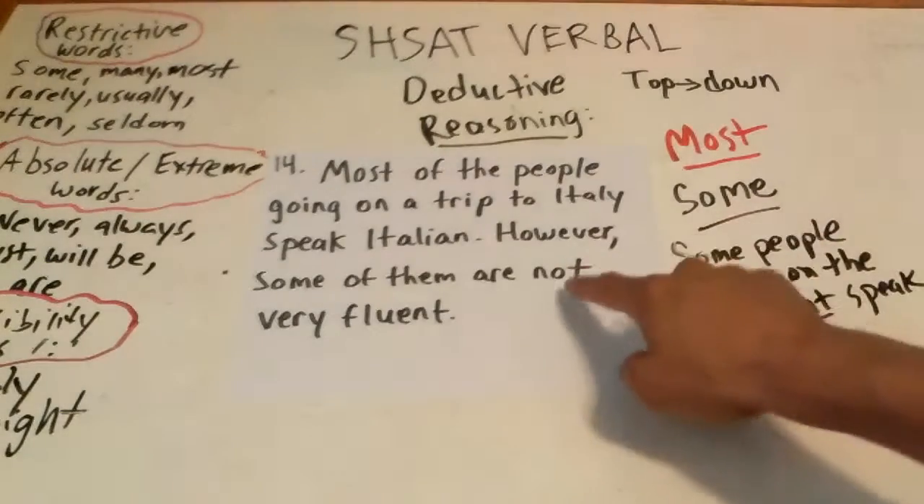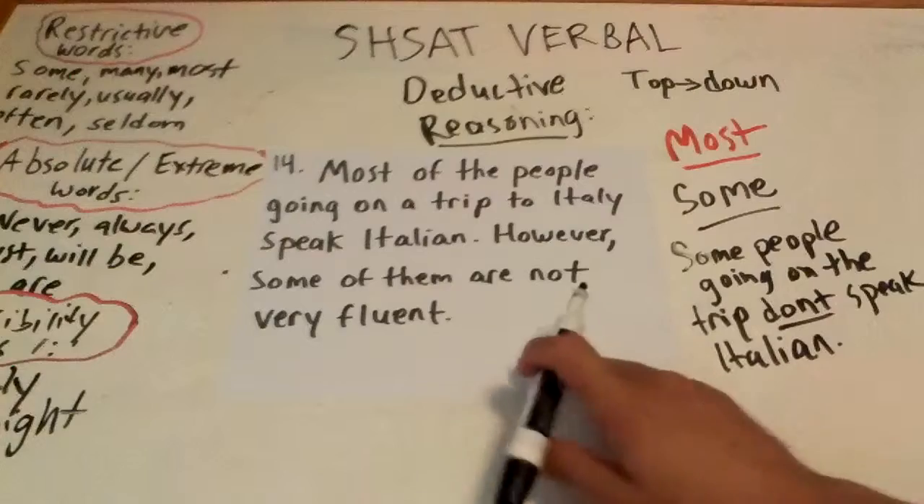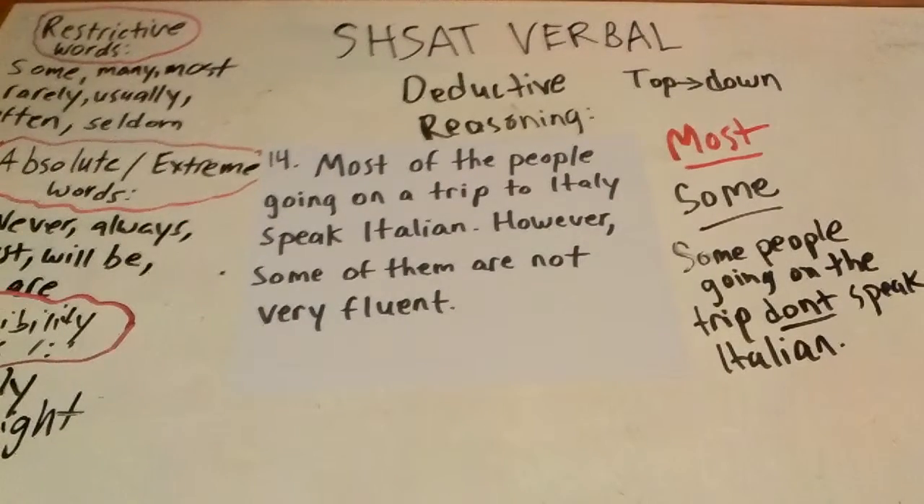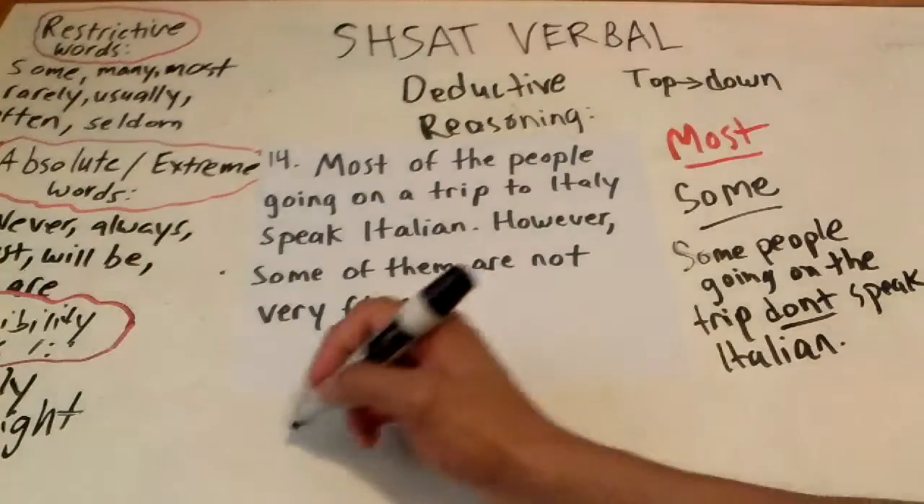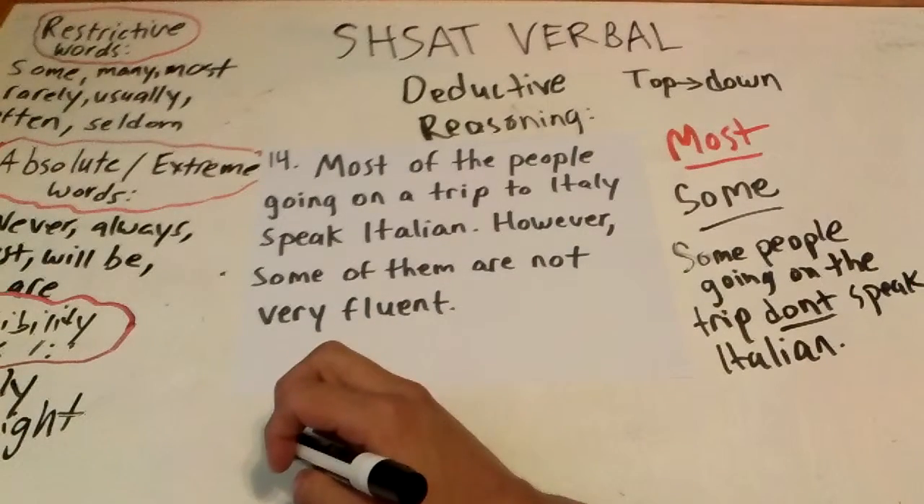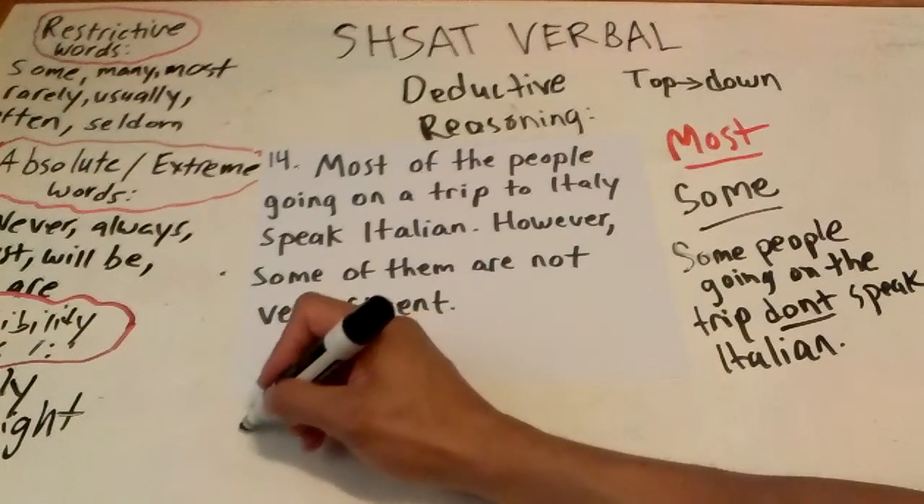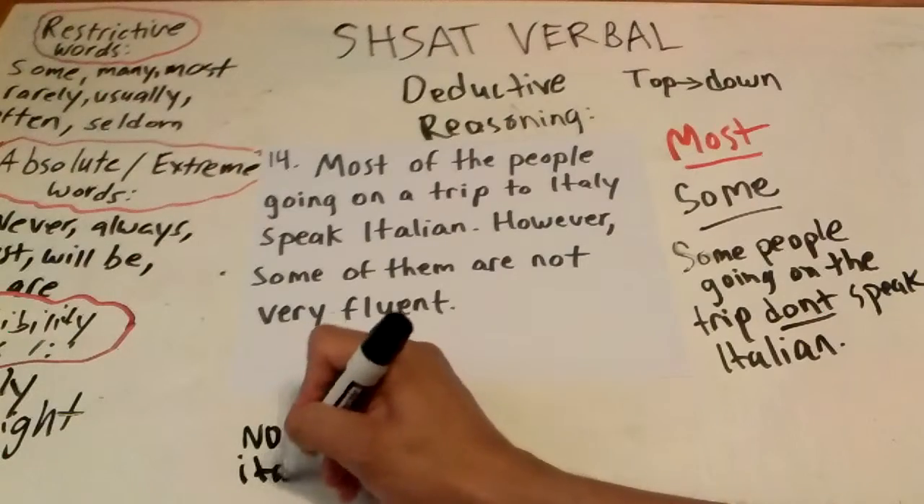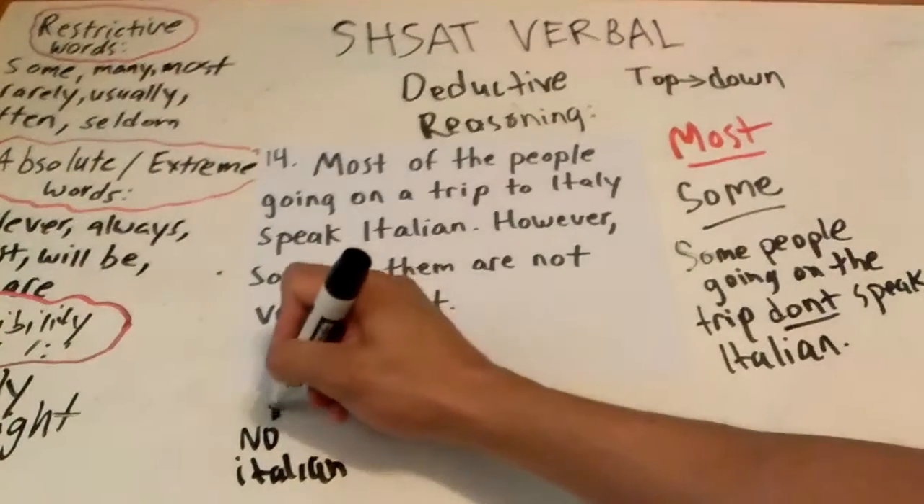And then it says, however, some of them are not very fluent. So let's make another sentence out of that one. What does it mean when it says that some of them are not very fluent? Alright, so we have no Italian. Some people going don't speak Italian.